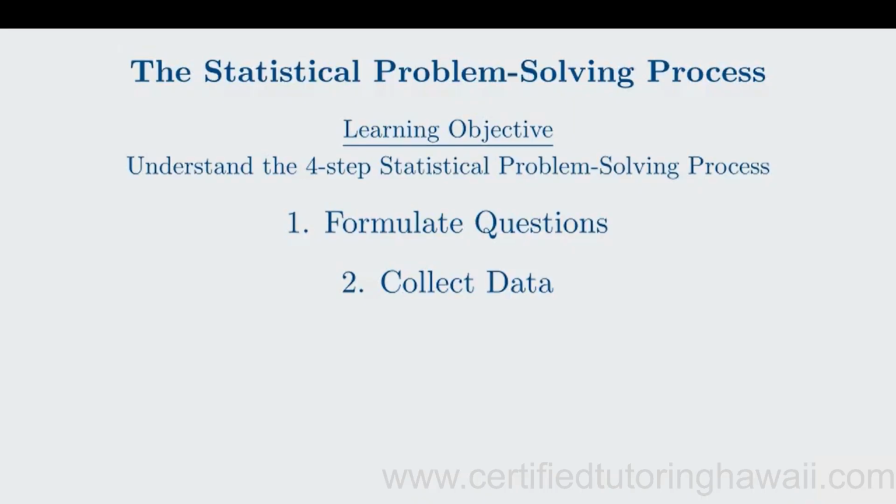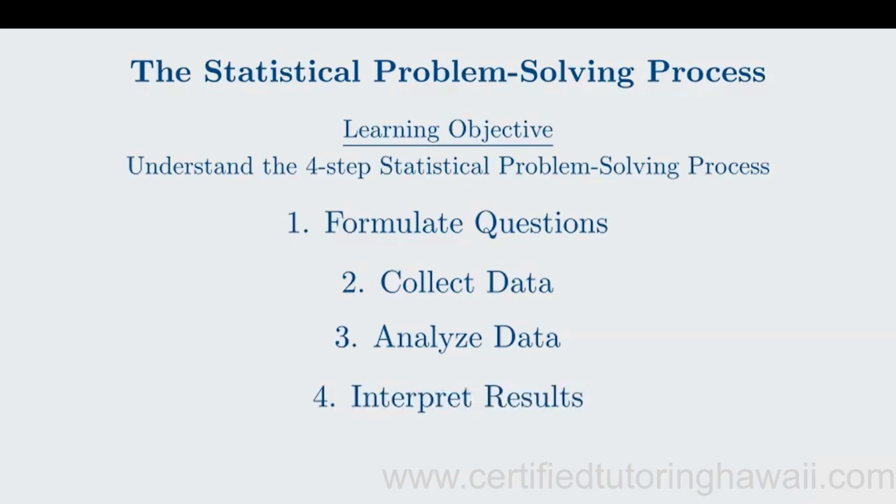Step 3 is to analyze data. This is where we use graphs and numerical summaries, like the mean or standard deviation, to look for patterns and relationships. Finally, step 4 is to interpret results. We take what we found in the analysis and relate it back to the original question, making sure to account for any uncertainty or variability in the data.